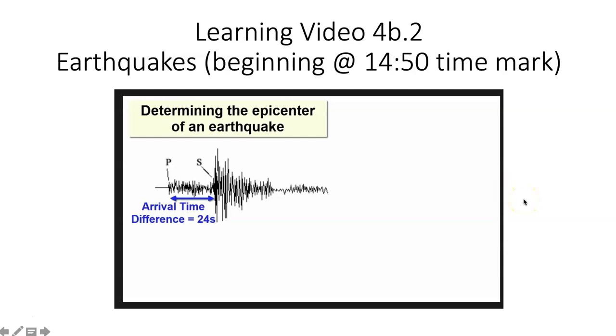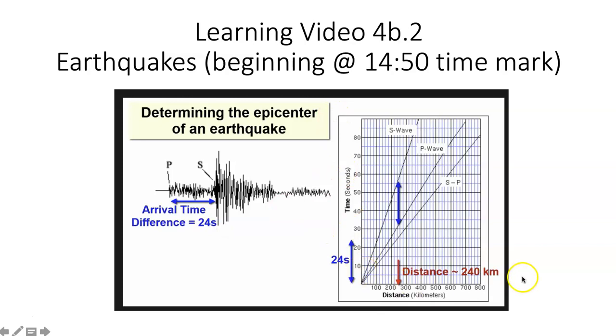Now, if you watched learning video 4B.2, you'll remember that beginning at around the 14-minute and 50-second mark, the narrator talks about this exact same thing. She shows you a seismogram image with P waves and S waves identified, and the time between them is 24 seconds. Then she shows you a time travel graph with the P and S waves. There's a third line here, S minus P. Don't worry about that.